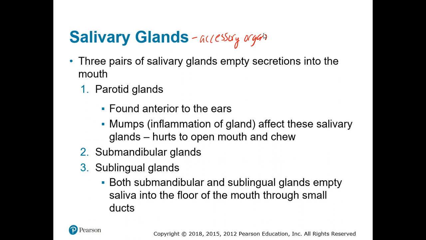Your parotid glands are found near your ears, just right in front of them. When these get infected and inflamed by the disease known as mumps, they cause you pain when you open your mouth or chew. Your submandibular and your sublingual glands both empty saliva into the floor of your mouth.